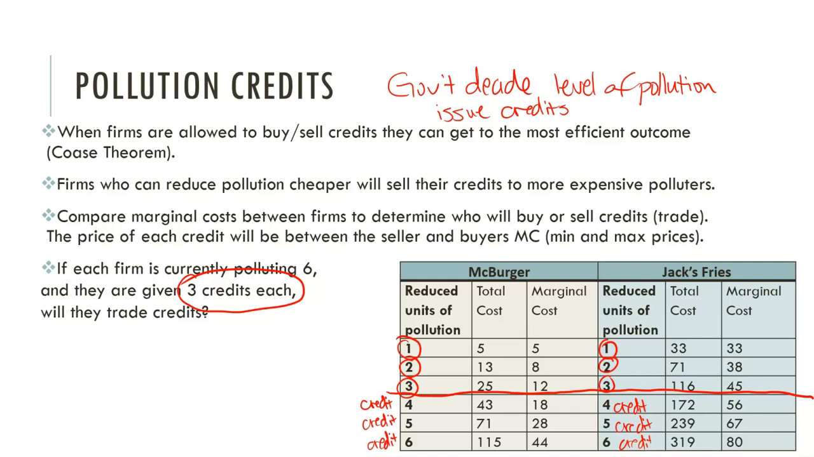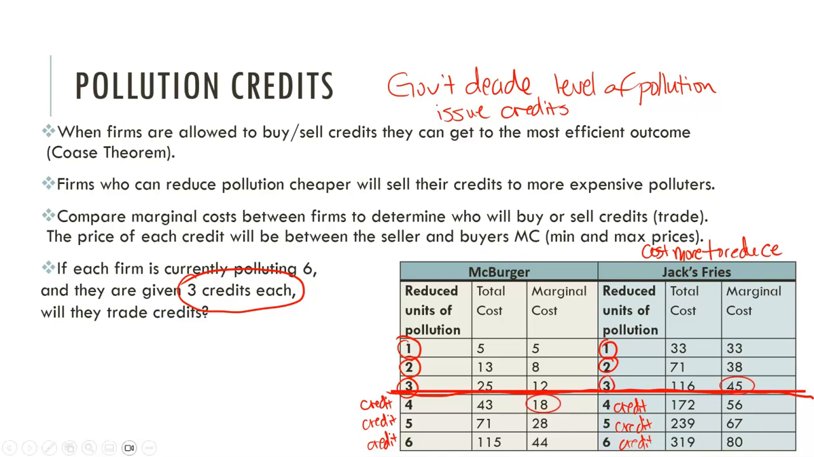We see that we have a total cost of pollution for each firm and a marginal cost of pollution for each firm. And if you notice from looking at this table, it's going to cost Jack's Fries more to reduce pollution than it is McBurger. So Jack's Fries, for whatever reason, their process is just going to be more expensive. They maybe have to have different air filters. They have to change the shape of their building. I don't know what it is. It just is going to cost them more. And so they might actually benefit from trading.